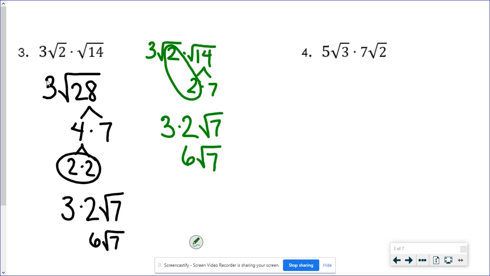So you have options of either putting it together into one radical or just make trees from each of the numbers and then grab any pairs that you want that are under the radicals.